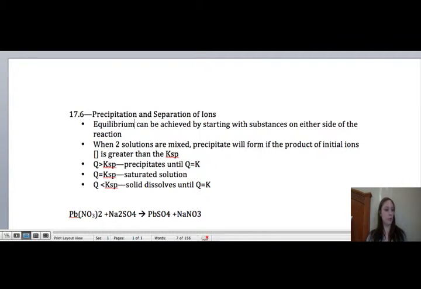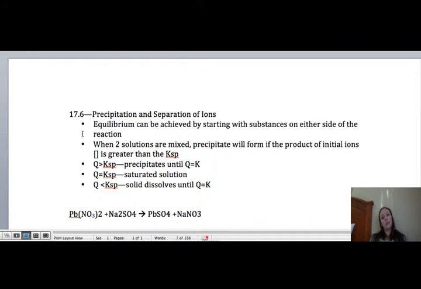Alright, we're going to look at 17.6 and 17.7, and you're going to have to use your imagination a little bit because I don't have my smartboard stuff with me right now. So, I'm going to start off with 17.6. You're going to look at precipitation and separation for ions. So these are the basic things we're going to look at here.